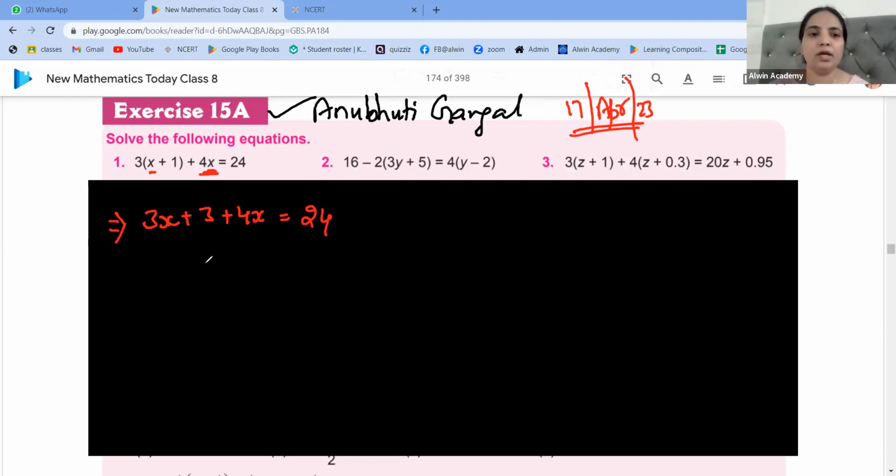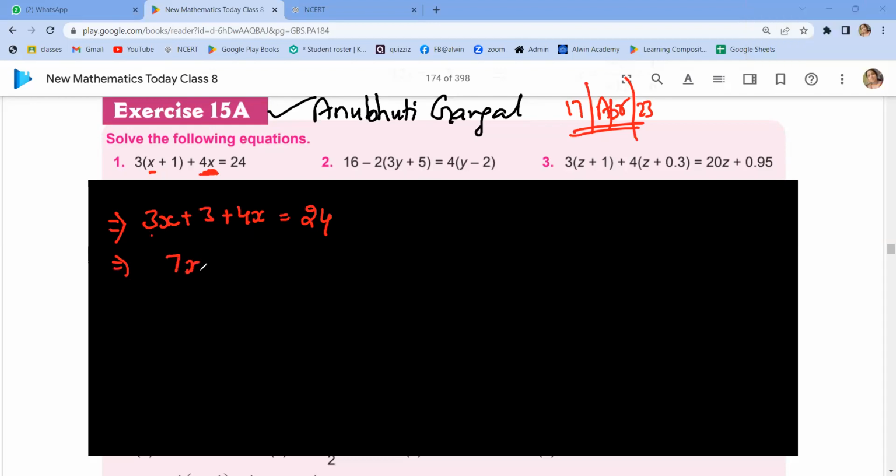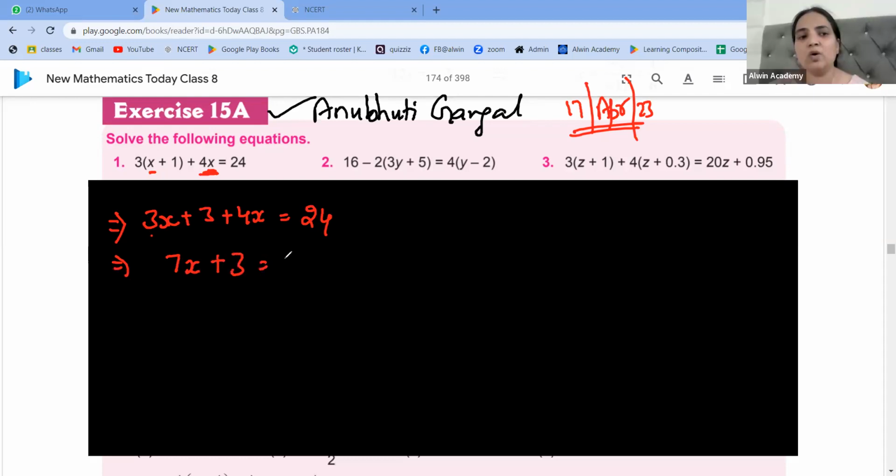And now what do you do? This 3x and 4x, they're both like terms, right? Both have the same x in them. So plus 3 and plus 4, what is the answer? That's plus 7. So 7x plus 3 equals 24. In the same way, every implies sign should be aligned under one another. Be very neat and well spaced in your work, okay?